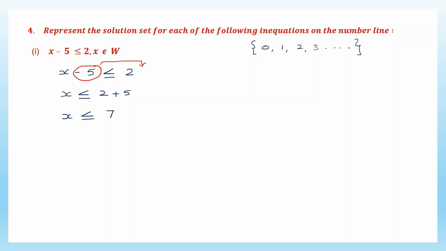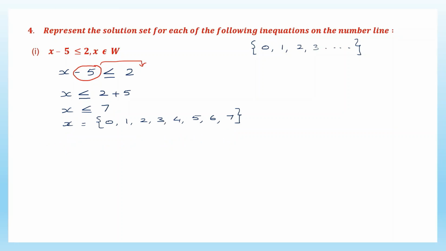So now we can get our solution set. So what is x equal to? All numbers that are less than 7 and equal to 7. So what are all the numbers less than 7? Starting from 0, we can write all the numbers up to 7 first. So 0, 1, 2, 3, 4, 5, 6. These are all whole numbers less than 7. Now it says x is equal to 7 also. So we include 7. So this is the solution set.